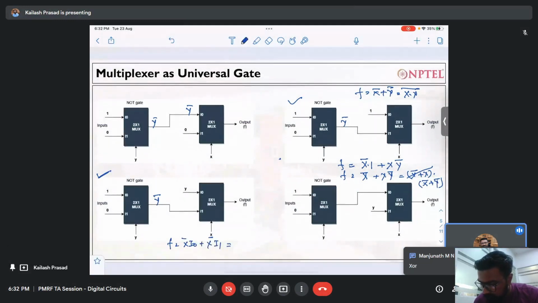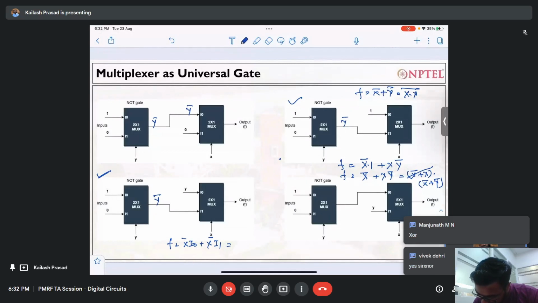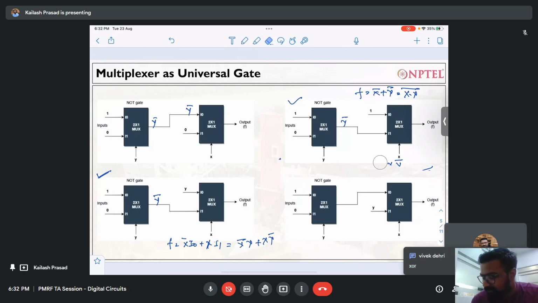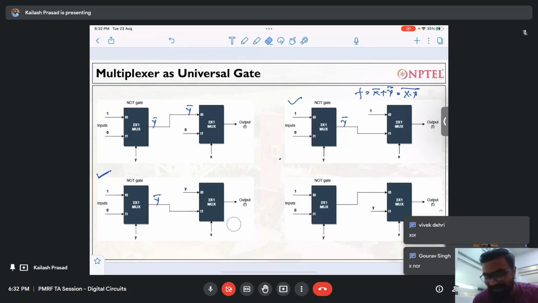I will just put the value of I0 and I1. If I put the value of I0 and I1 here, this will be x bar y plus x y bar. So this is an XOR gate. Good. So only one gate is left. I hope this will be an XNOR. Let us see if it is an XNOR gate or not.